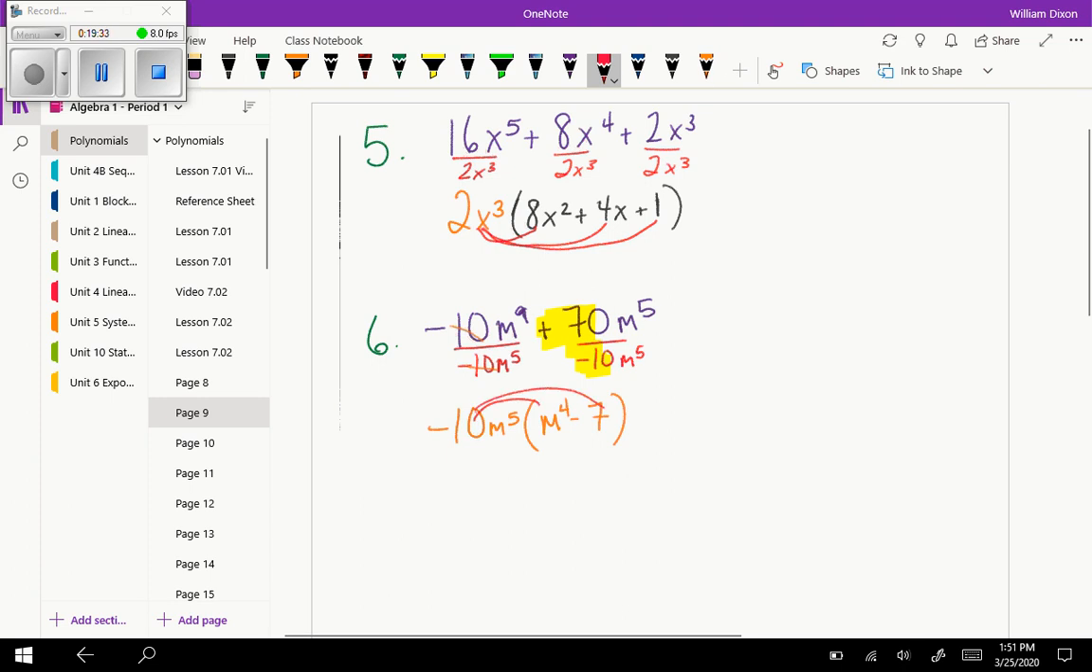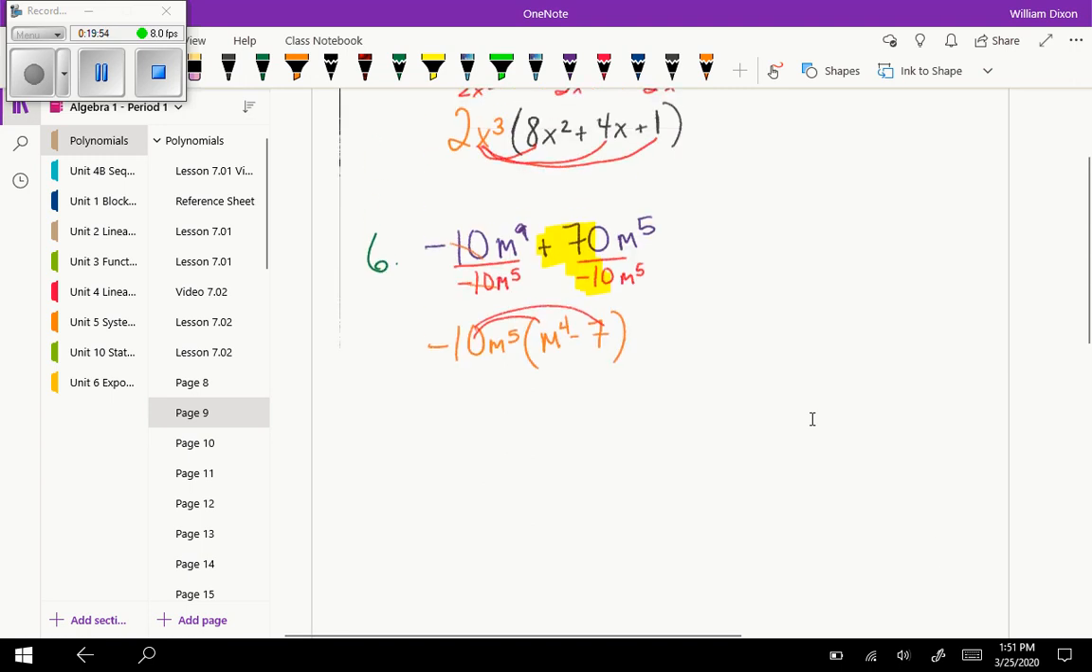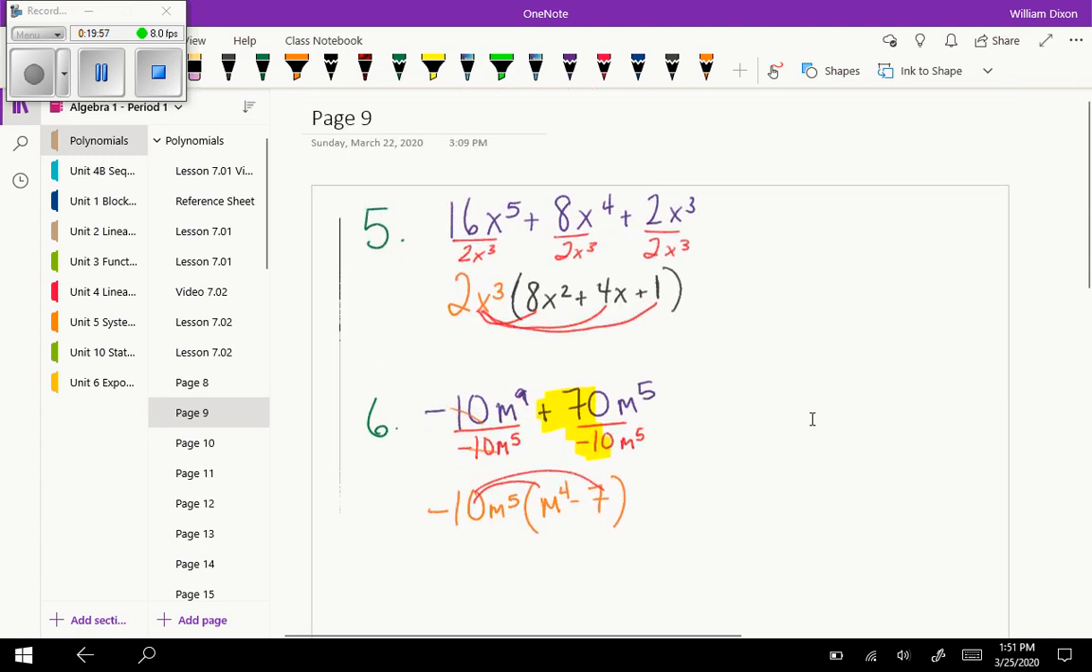Now, when you multiply across, remember a negative times a negative is a positive. So you're going to get your positive 70m to the 5th. Very important. All right, let's go for number 7. Actually, I'm going to put number 7 alongside because I want to finish on this page if I can. Let's go green for the number, purple for the example.